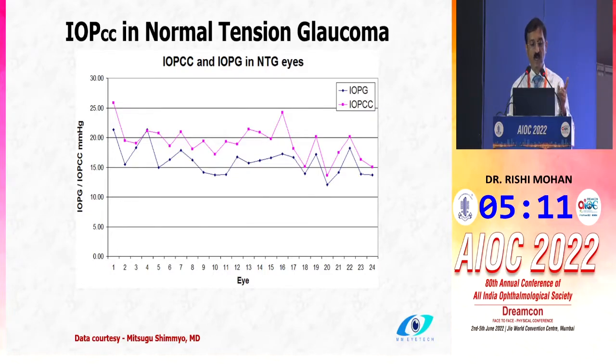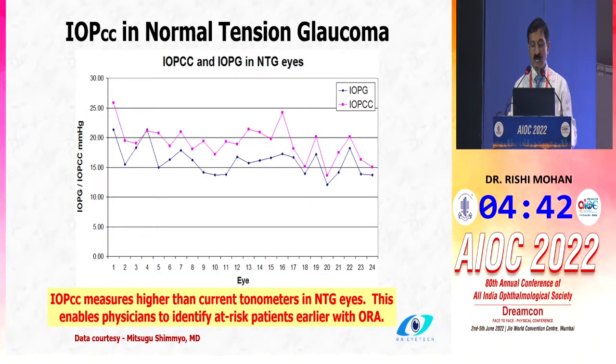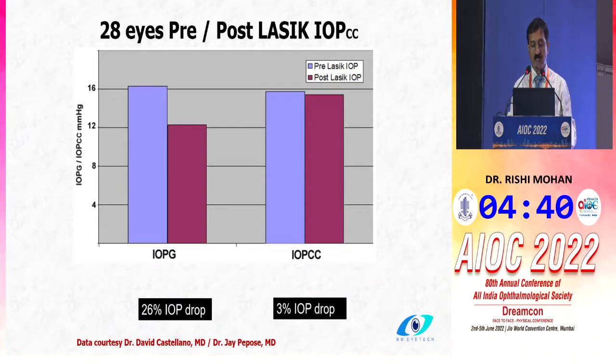And that is why machines that allow you to give what we call an IOP-CC are useful. IOP-CC stands for intraocular pressure corrected for cornea, and IOP-G is intraocular pressure by Goldman. And this is the kind of graph that you will see. All these patients of NTG had actual pressures that were much higher when the IOP-CCs were measured rather than the IOP-G. So IOP-CC measures higher than current tonometers in NTG eyes. Again, in post-LASIK, we've thinned these corneas.